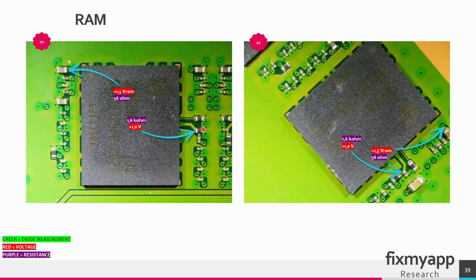For the video RAM it's the same here. You can measure the 1.5 RAM voltage at this capacitor, and at this resistor you can measure 1 volt. This layout is the same for all the different RAM modules. So this is a different one, and you can measure here the 1.5 RAM voltage and the 1 volt at this resistor.